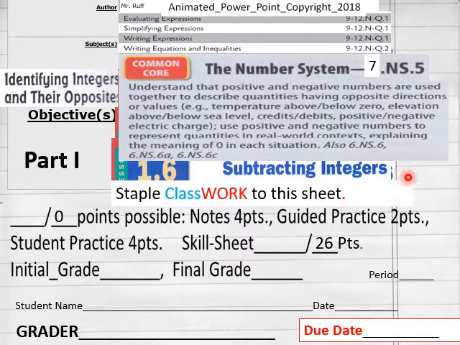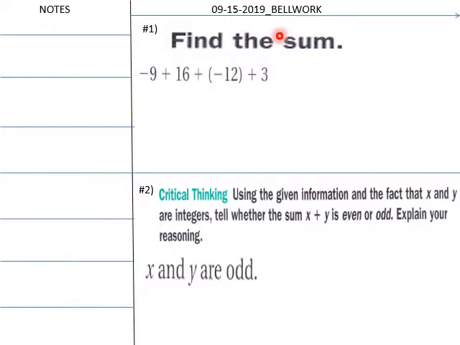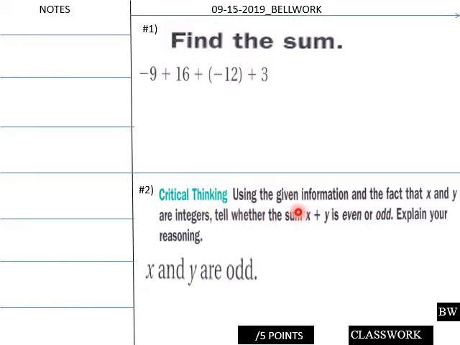1.6, subtracting integers, and we have a 26-point classwork sheet, and we have no notes to take for this lesson. Teachers, here's our bell work for today. Students, find the sum, and then this one here is kind of a word problem, kind of a puzzle problem here. Try that one. Give your students about 5 minutes, teachers.